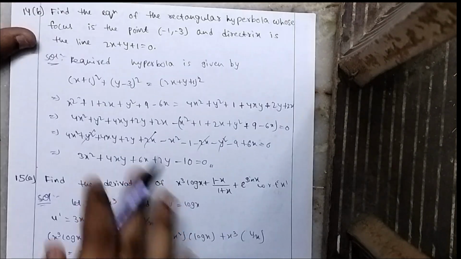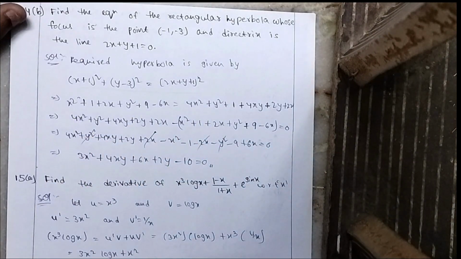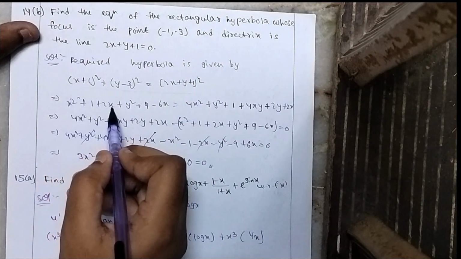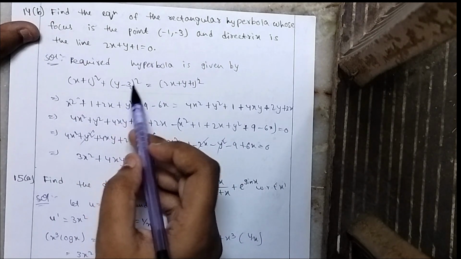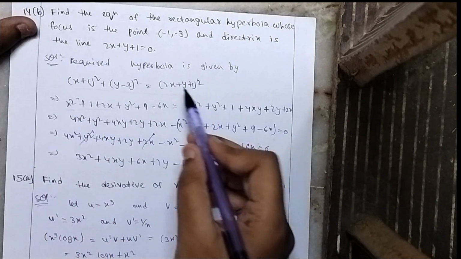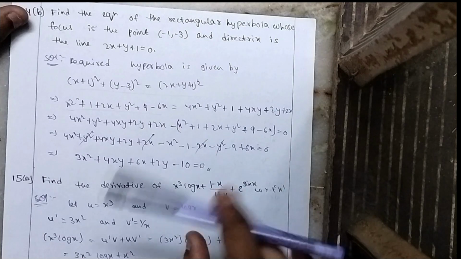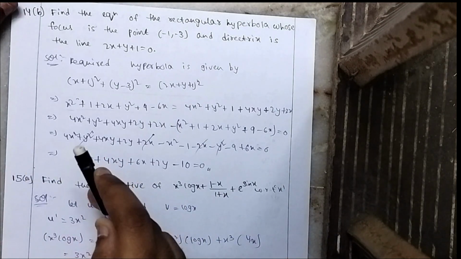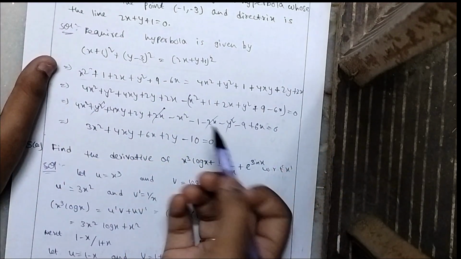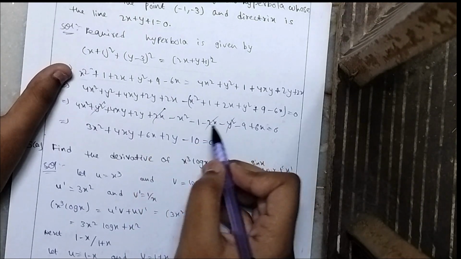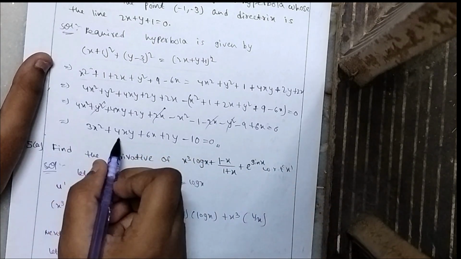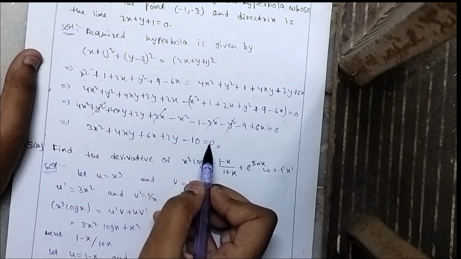Solving this, using (a + b)² = a² + b² + 2ab and (a - b)² = a² + b² - 2ab, and for (a + b + c)² = a² + b² + c² + 2ab + 2bc + 2ac. By solving this equation and cancelling the equal values, we get this equation. So this is the equation of the rectangular hyperbola: 3x² + 4xy + 6x + 2y - 10 = 0.